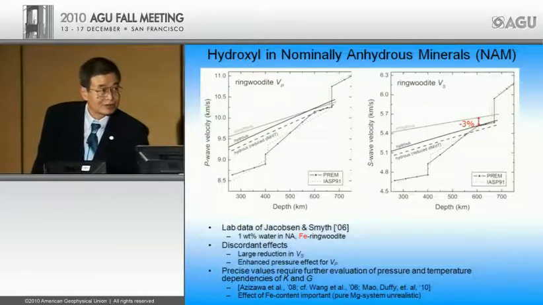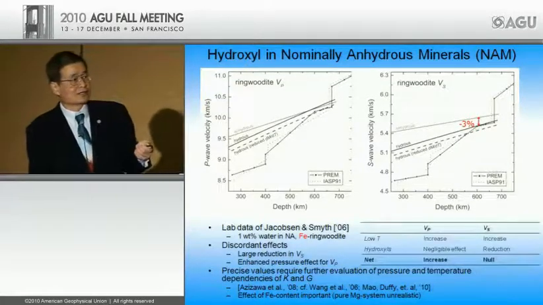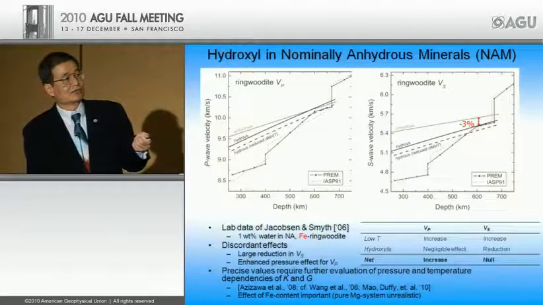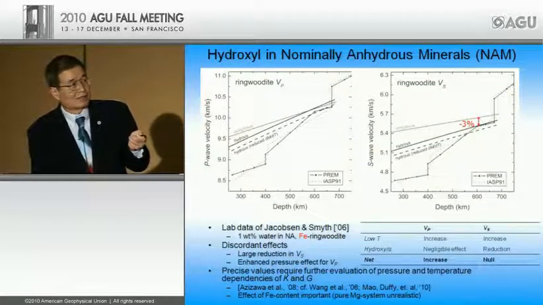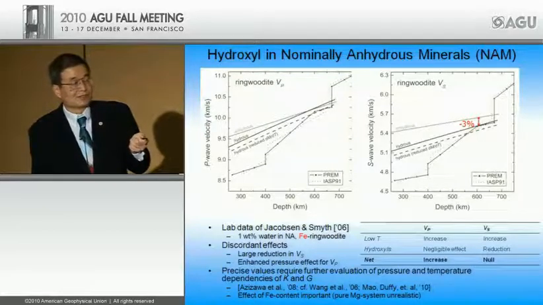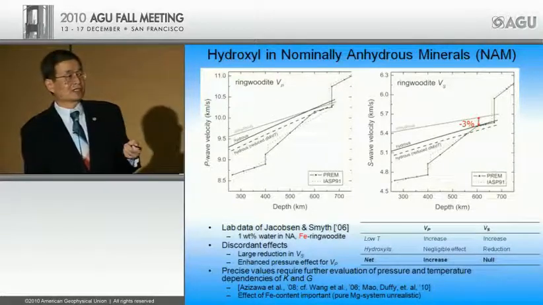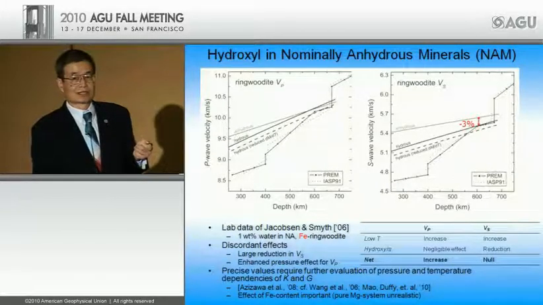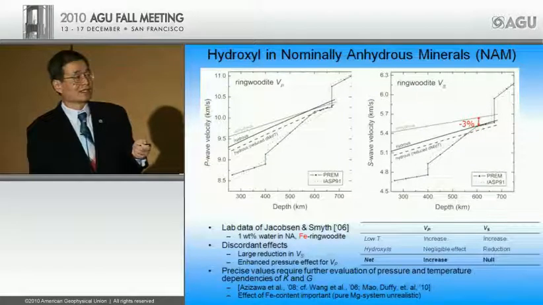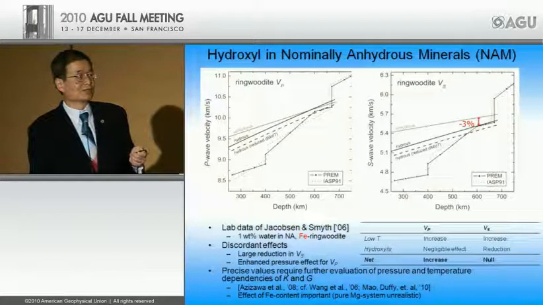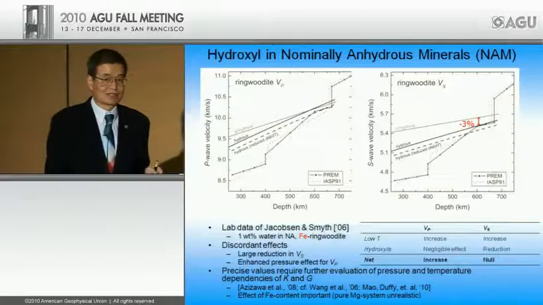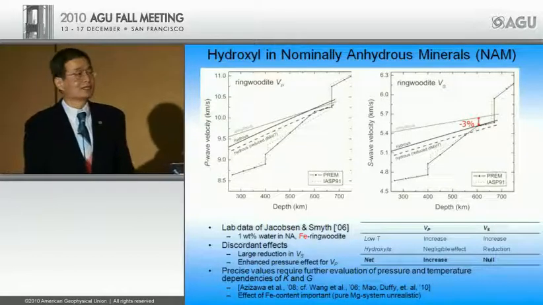So let me show you a little table of how this really works. There's VP, there's VS. You have low temperature, both should increase. But if there are hydroxyls, it leaves VP alone, but it will reduce VS. So you add the effects together, you will see an anomaly in VP. You will not see an anomaly in VS. Now, in the mineral physics community, there is still some argument as to what the exact values are for this reduction and so on and so forth. But I should emphasize that having some iron in ringwoodite is really important. If we look at the pure magnesium system, you get an answer which is probably not realistic.